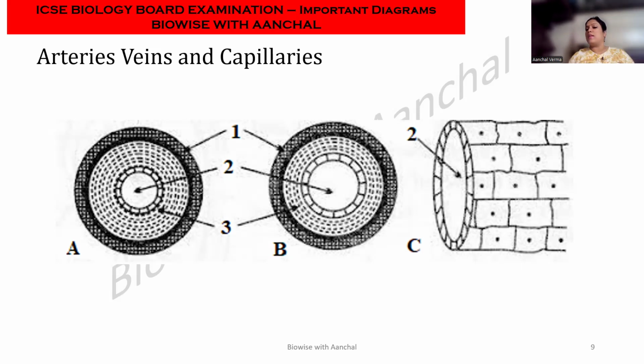Capillary has a single cell layer, so easy diffusion takes place. But for veins and arteries, you can see the structural difference. Questions are asked based on structural difference and function. If function is asked, you talk about carrying oxygenated and deoxygenated blood, with exceptions. And if structural difference is asked, you talk about the presence and absence of valves, wider lumen, and thick wall.